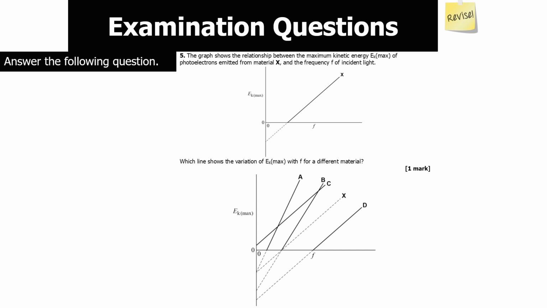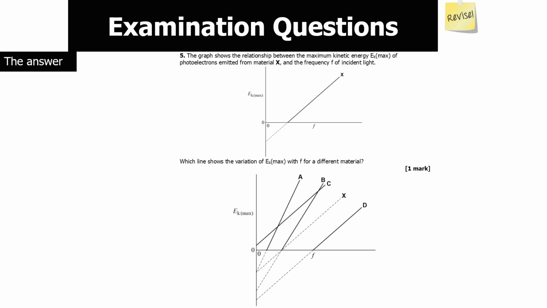The next question says, the graph shows a relationship between the maximum kinetic energy of photoelectrons emitted from material X and the frequency f of incident light. So which line shows the variation of maximum kinetic energy with f for a different material? So pause the video now, then unpause the video when you want to go through your answer.